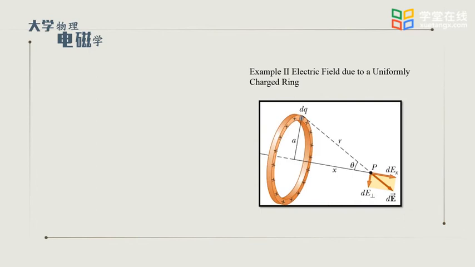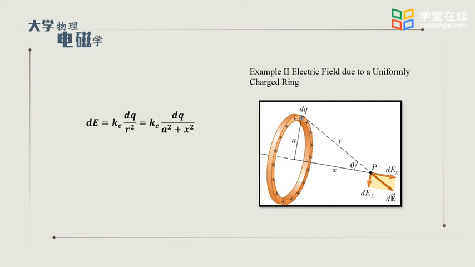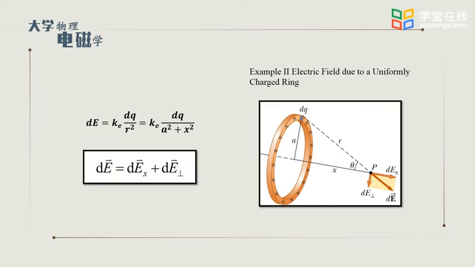Let's look at another example. The ring has a radius r and a uniform linear charge density lambda. Please find the electric field at a point P located at a distance x from its center along the central axis perpendicular to the plane of the ring. This figure shows the electric field contribution dE at P due to a single segment of charge at the top of the ring. This field vector can be resolved into two components, dEx and dE vertical. dEx is parallel to the x-axis, and dE vertical is perpendicular to the x-axis.